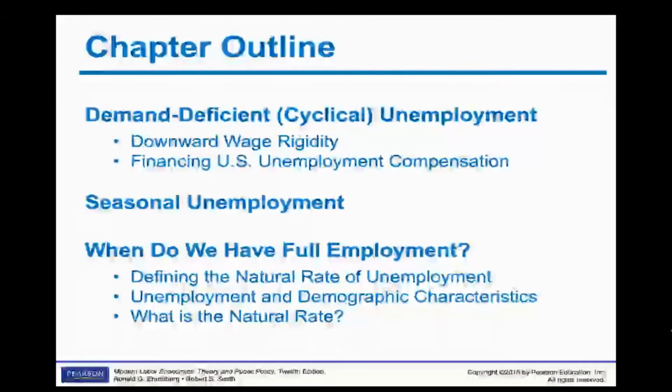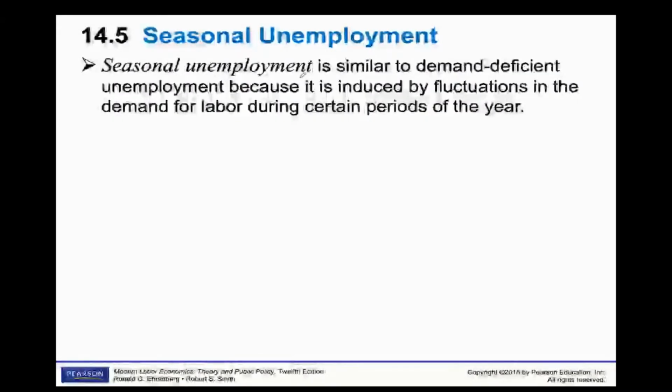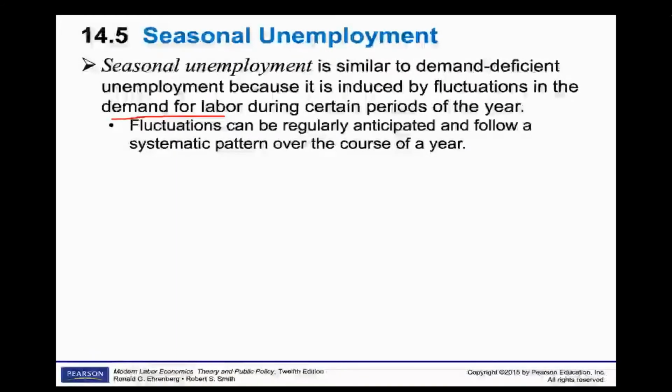We are still discussing unemployment, and today we will discuss the last type of unemployment, that is seasonal unemployment. To a certain extent, seasonal unemployment has some similarities with demand deficient unemployment because it is induced by fluctuations in demand for goods and services in a certain period, thus reducing demand for labor. The fluctuations in the economy due to seasonal factors are anticipated. What this means is that we can predict the business cycle. Because of that, seasonal unemployment is anticipated because it follows a systematic pattern over the course of the year.